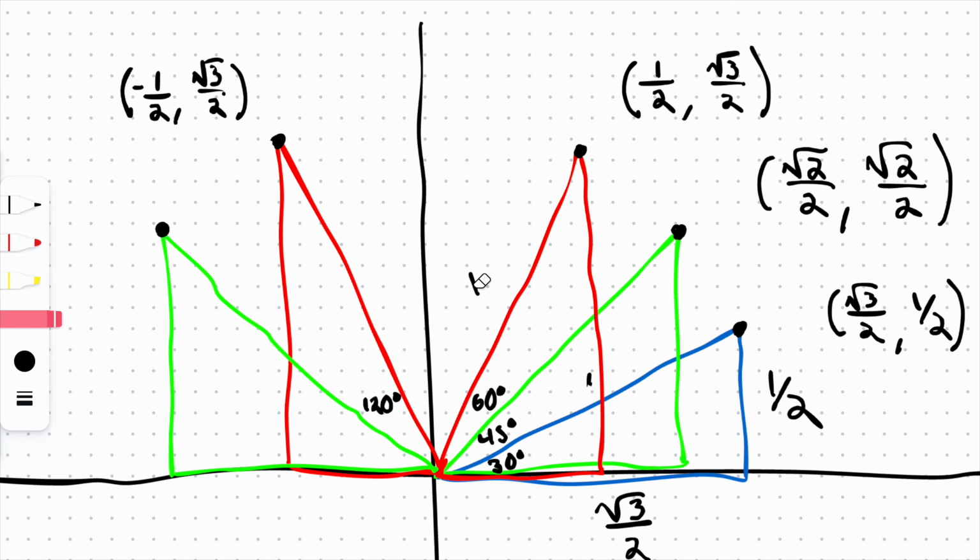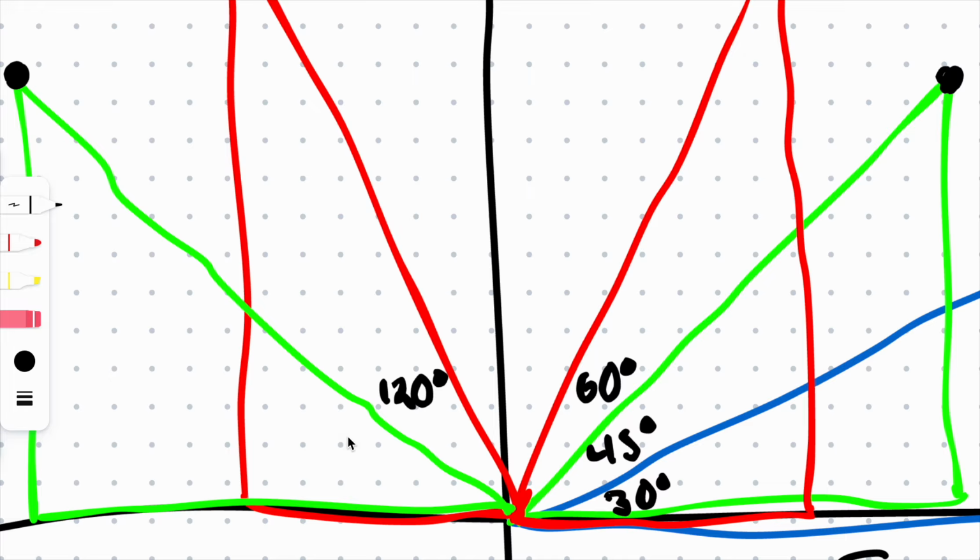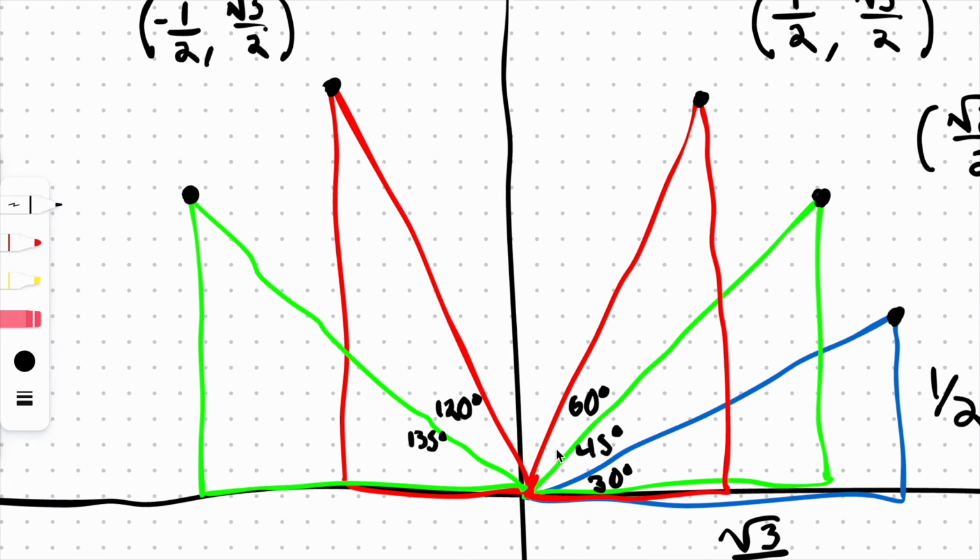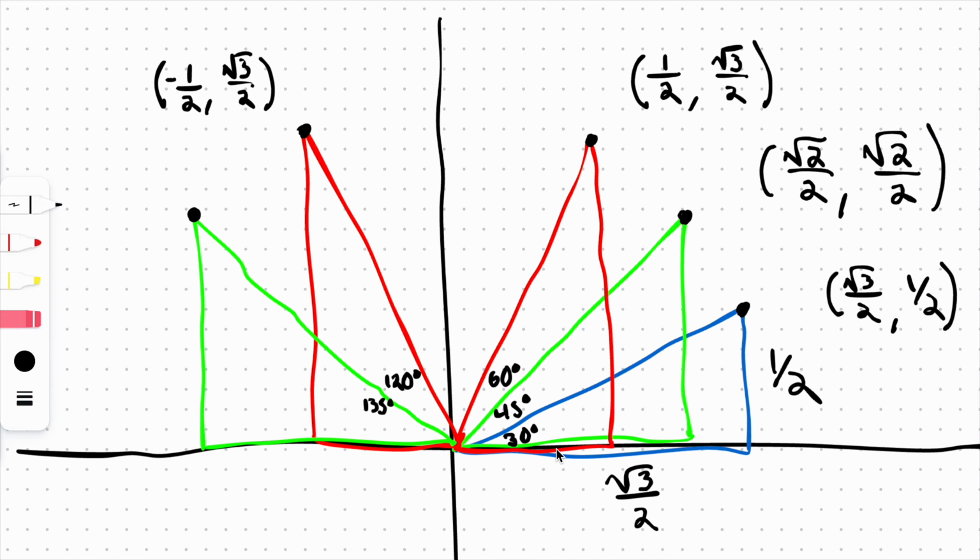Okay, I'm going to erase this. Also going to erase this one. Okay, so we've gotten to 120 degrees. That's for the red triangle. For this green triangle, we've gotten to 90 degrees, and then we go 45 more. So 90 plus 45 is 135. So I'm going to label this 135 degrees. Okay? And this is going to get kind of messy, but it's fine.